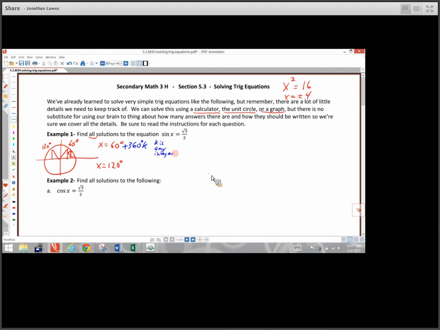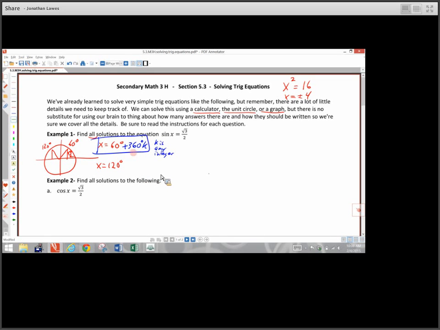A whole number on both sides of 0, and we include 0. So k can be any positive or negative whole number, including 0. Okay? So again, don't forget what an integer is. This is like shorthand for, okay, here are all the answers that are coterminal with this one right here. So if I plug in a 0, what do I get out of this?